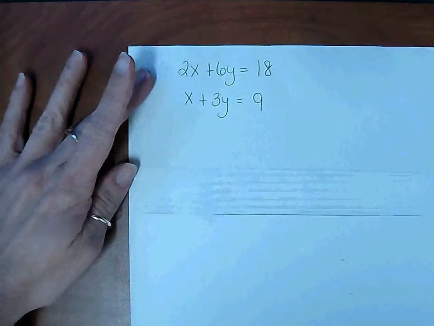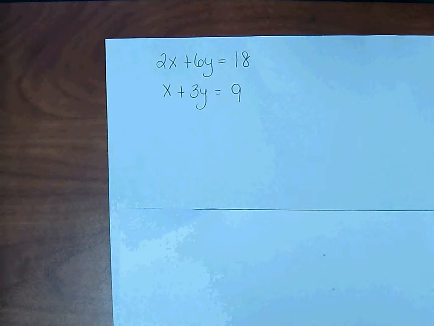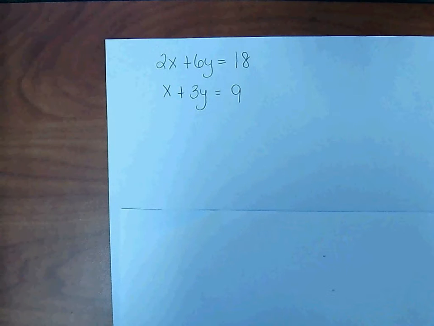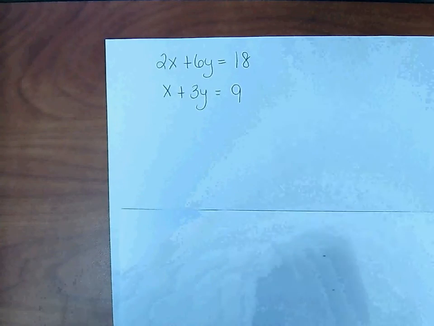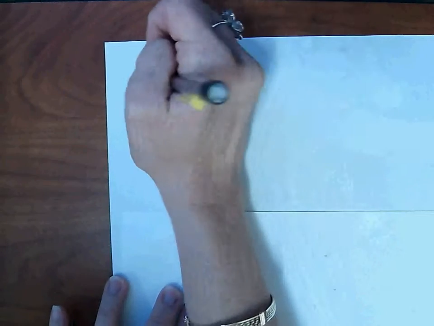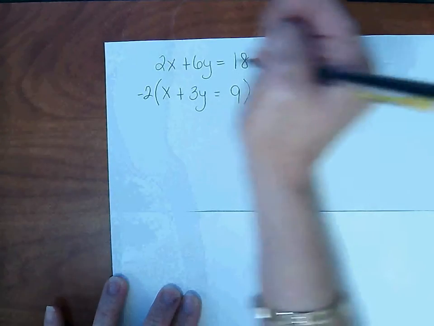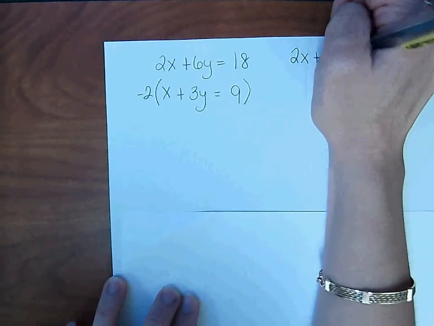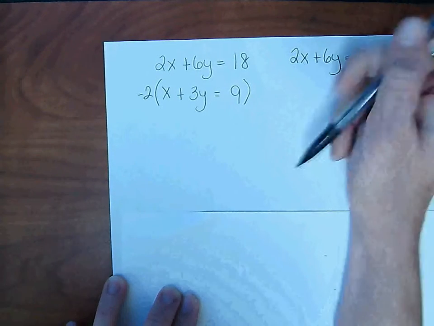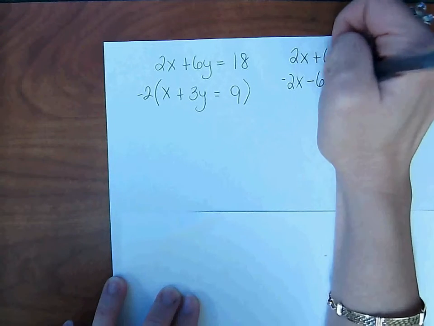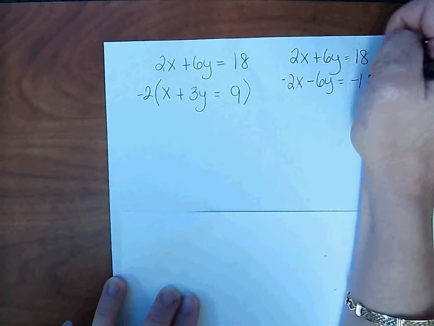All right, so again, in our coefficients, we do not have any opposites, and we do not have signs that are one negative, one positive. So I'm going to take the bottom equation. I want to eliminate the x, so I'm going to multiply everything by negative 2. So 2x plus 6y equals 18 stays the same. And we're going to end up with negative 2x minus 6y equals negative 18 when we distribute.